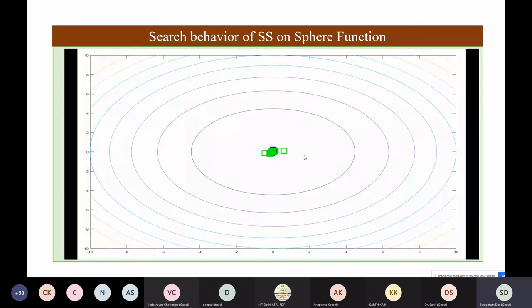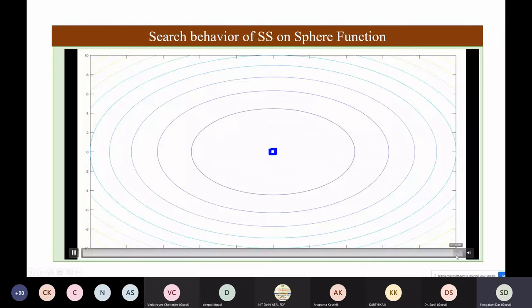So I hope we are almost at the end. So finally, you see everything converges here. That's a complete convergence.